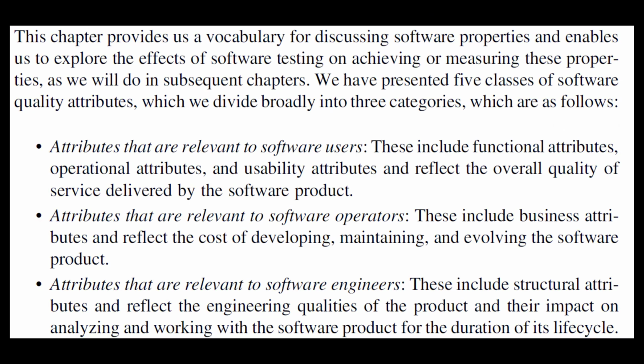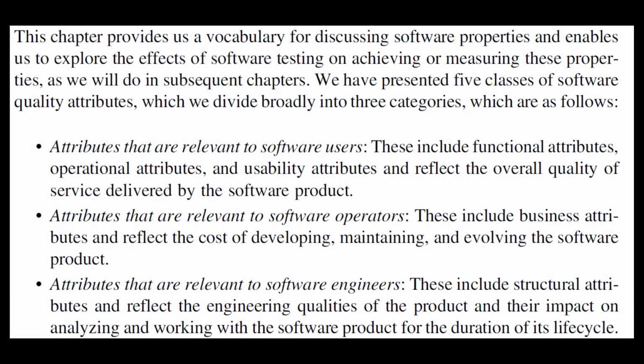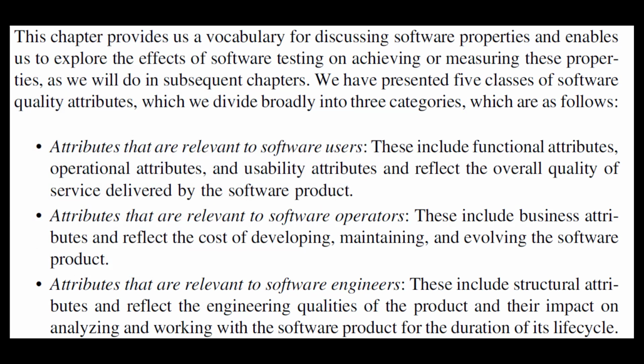This chapter provides us a vocabulary for discussing software properties, and enables us to explore the effects of software testing on achieving or measuring these properties, as we will do in subsequent chapters. We have presented 5 classes of software quality attributes, which we divide broadly into 3 categories, which are as follows. Attributes that are relevant to software users. These include functional attributes, operational attributes, and usability attributes, and reflect the overall quality of service delivered by the software product.